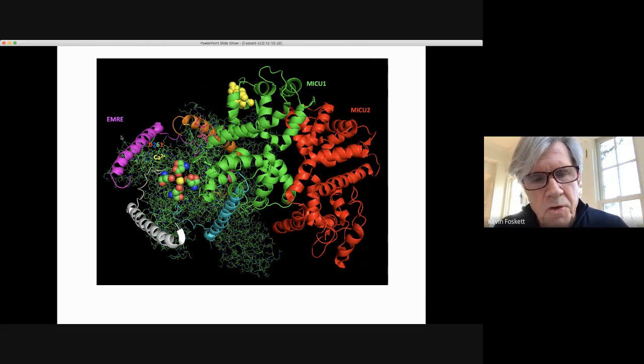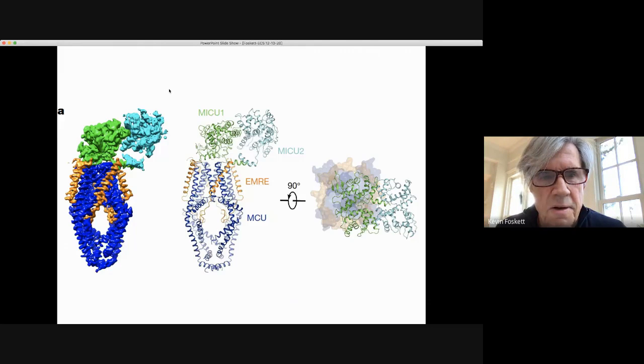So here, if we twist that structure around, you can see that the channel is just wide open to the intermembrane space. You can see the calcium ions sitting down in the selectivity filter right below this row of aspartic acid residues at 261, with MICU1 and MICU2 sitting way off to the side of the channel, with 2 EMREs shown here in orange and cyan, coupling the heterodimer to the channel.